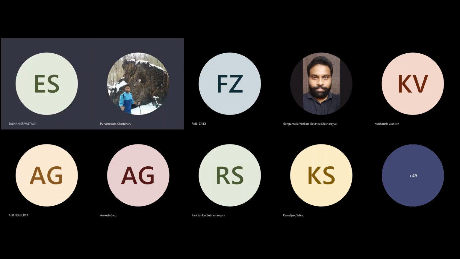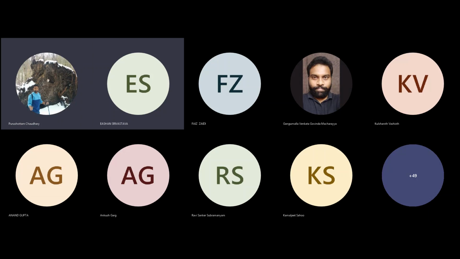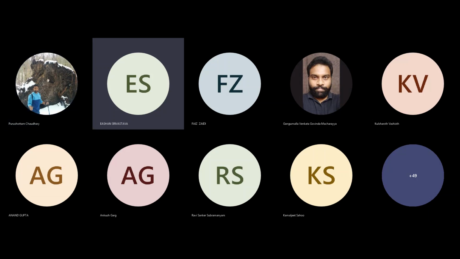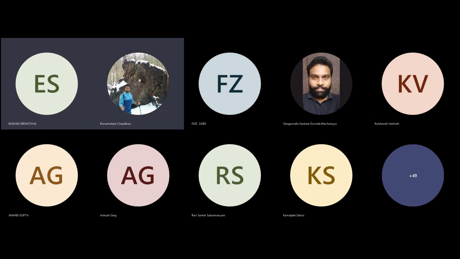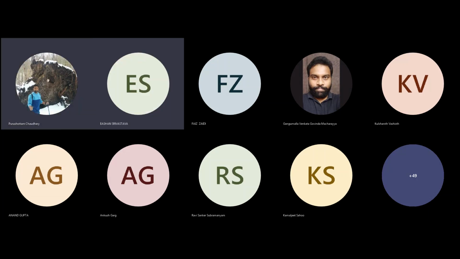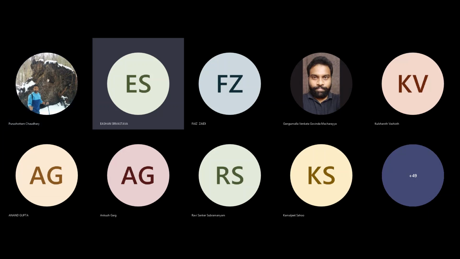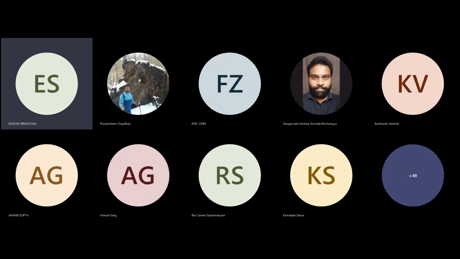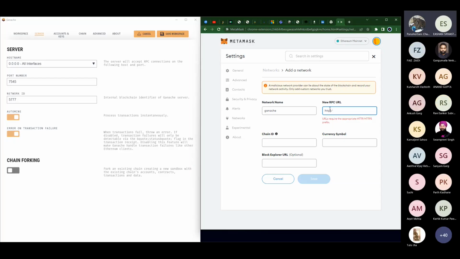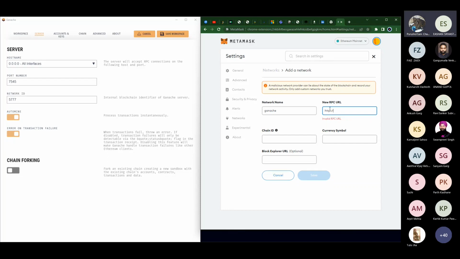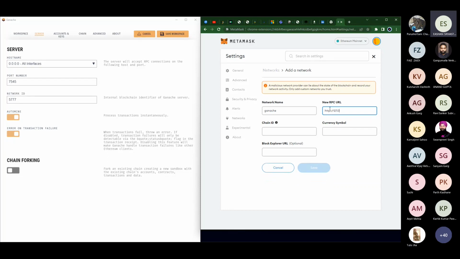Yeah. So port number is 7545, right? Great. Can you go to add network? Yeah, add network. Here put Ganache, right? New RPC URL is http:// H is small, please. And http, not O. ://127.0.0.1 colon the port number it is running, 7545, right?